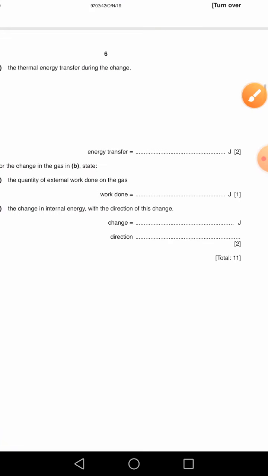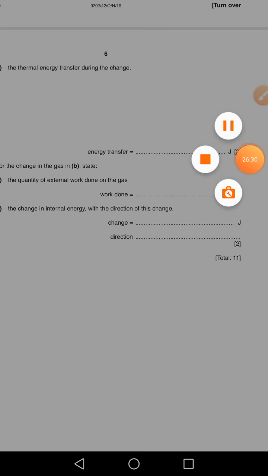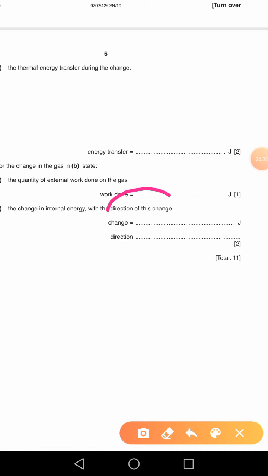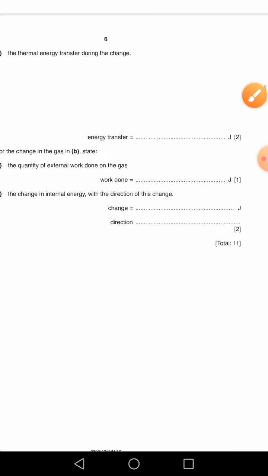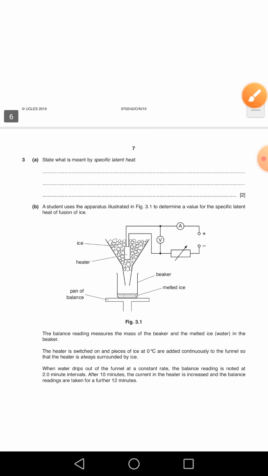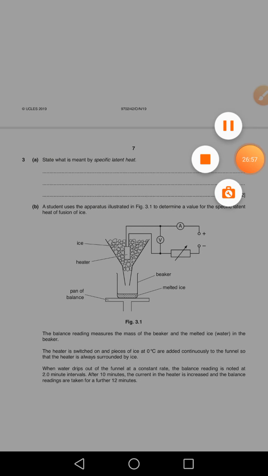Okay, so when you are talking about the direction of the internal energy change, it's actually asking you whether the internal energy is increasing or decreasing. Okay, so here the internal energy is increasing, since the value shows positive, so for the direction we would say that it is increasing. But if the overall value was negative, we would say that internal energy is decreasing. Okay, now let's go to question number 3.